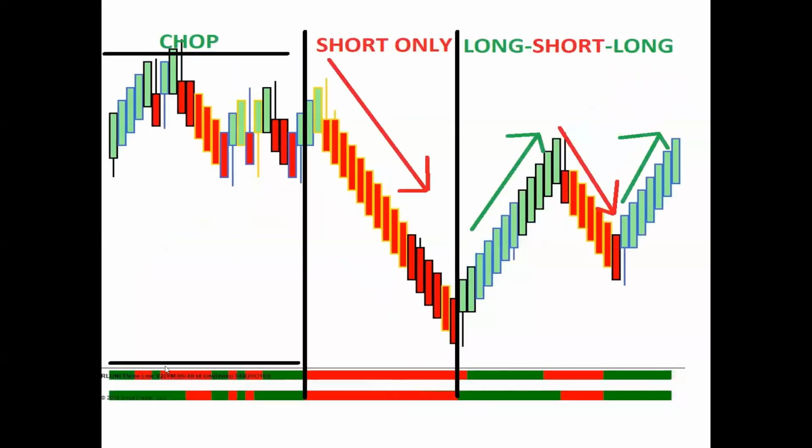Now it's easier to define chop. And now when you get dual red or dual green, it's good, price is going to move in that direction. Because this assessment is off the two higher time frames, and you know that order flow and momentum are both now aligned in the same direction, and price is going to move in the direction that they predict.